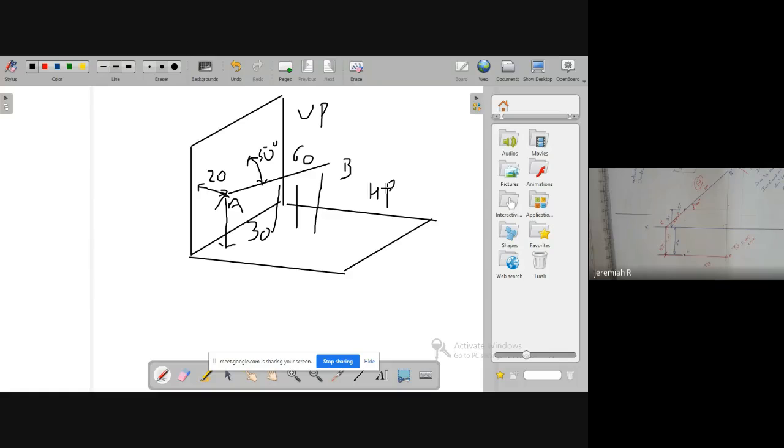Okay. Last case is inclined to HP and inclined to VP. So front view, what will you get? You will get reduced length of line. But top view you will get an inclined line with the angle of 50 degree.